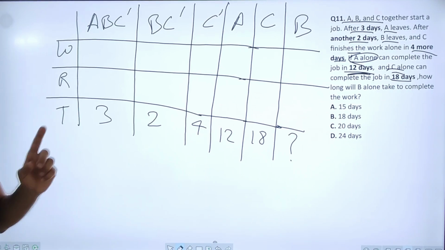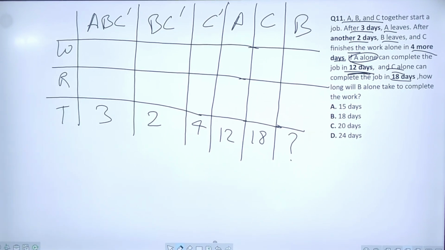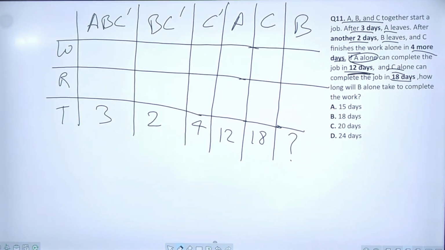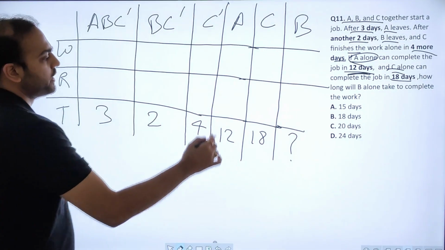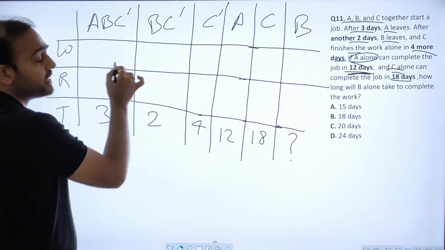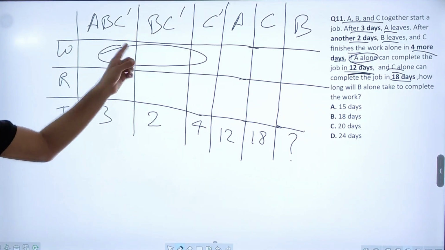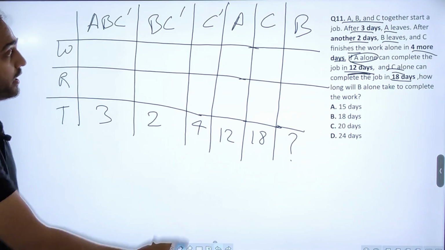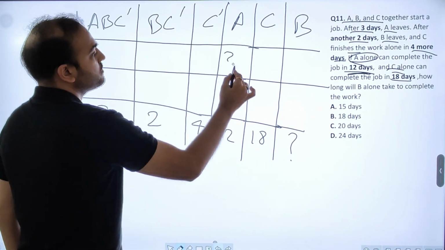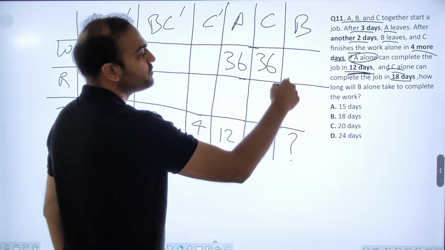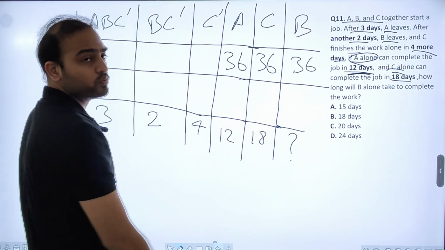Step number 2, find work or assume a value for work. So any number that goes by all of these. Okay, so say I take the work as 36. Remember, I can't write 36 here because they are not doing the whole work. A and C are doing it, so work 36, work 36. B has to finish the whole work. So work 36.